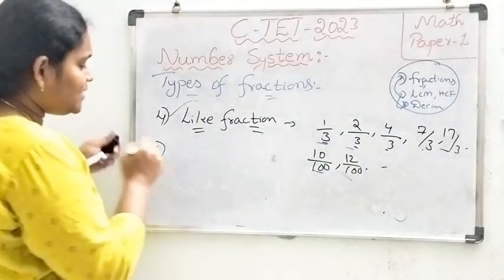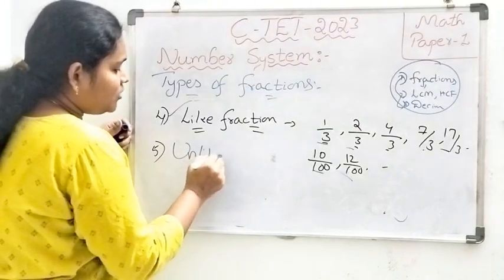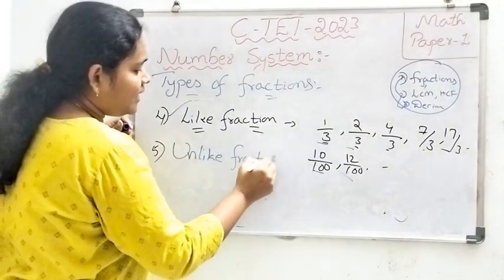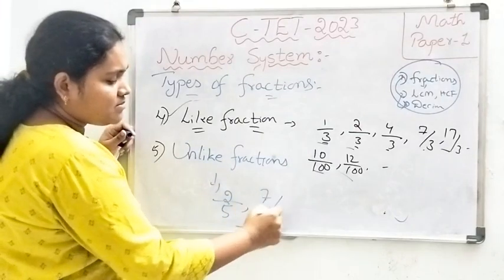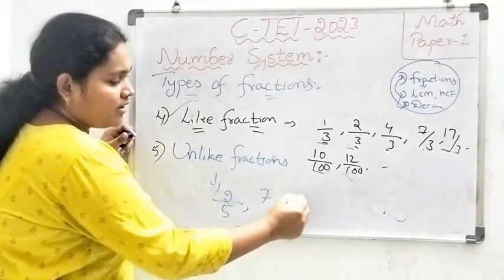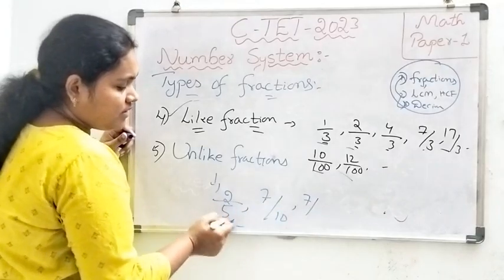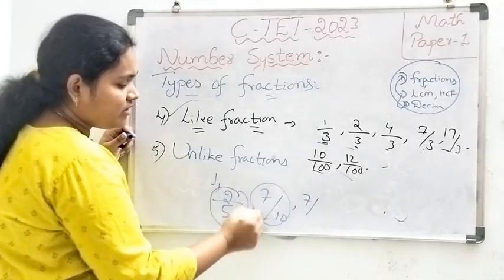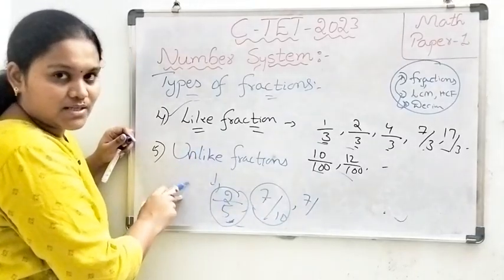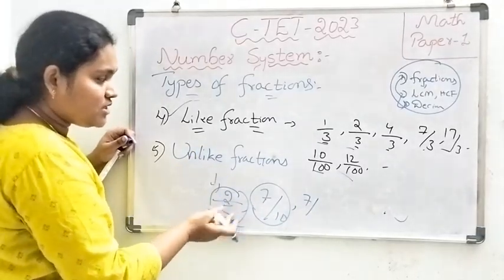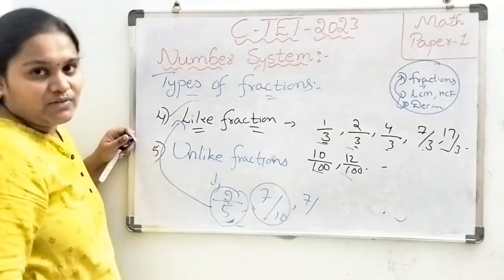If the denominators are different, then those fractions are called unlike fractions. So for unlike fractions, an example is 2 by 5 and 7 by 10. Here if we notice 2 by 5 and 7 by 10, the denominators are different, so we can say unlike fractions. But these fractions also we can convert into like fractions.